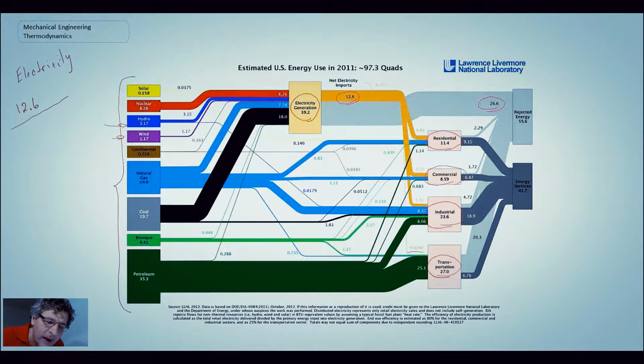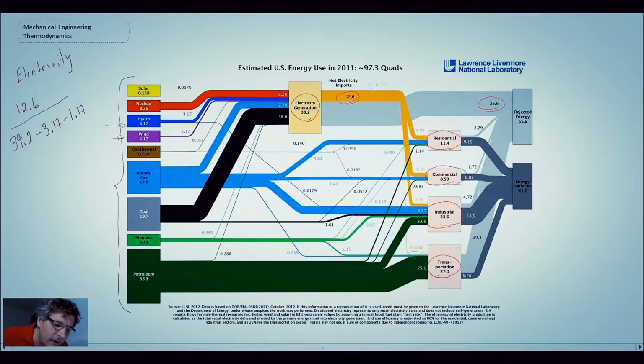And so we have 39.2 quads, and I will subtract off the amount due to hydro, which is 3.17. And I will subtract off the amount due to wind, which is 1.17. The reason why I'm subtracting those off is because what I want to do is get a quantification in terms of the efficiency of electricity production.